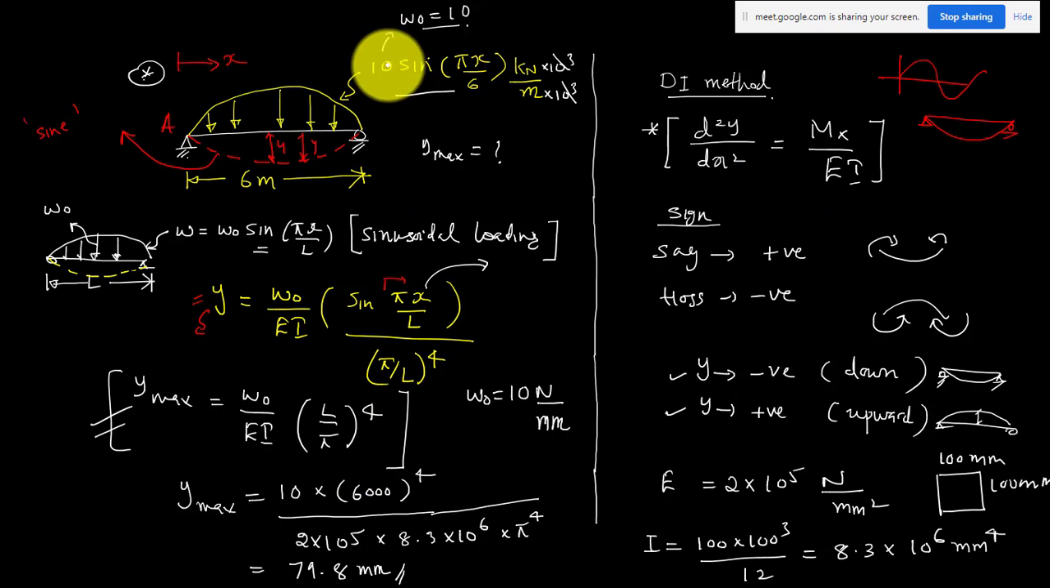The only thing is W0 is the maximum load intensity at the center. So you just compare with this load function, then you can get W0 is 10 kilonewton per meter. So that is equal to 10 Newton per millimeter. Now you can just substitute and solve it. At the center, the deflection will be maximum and the slope will be 0.